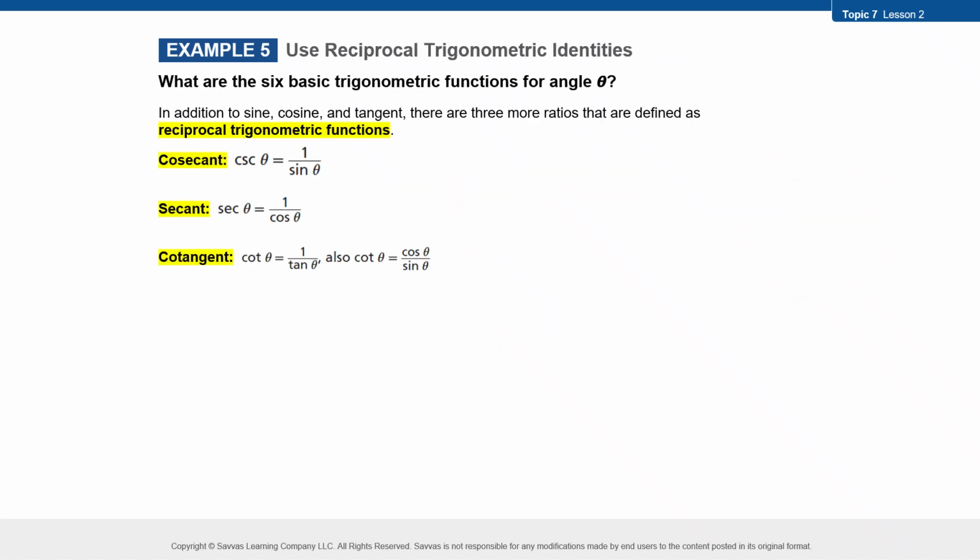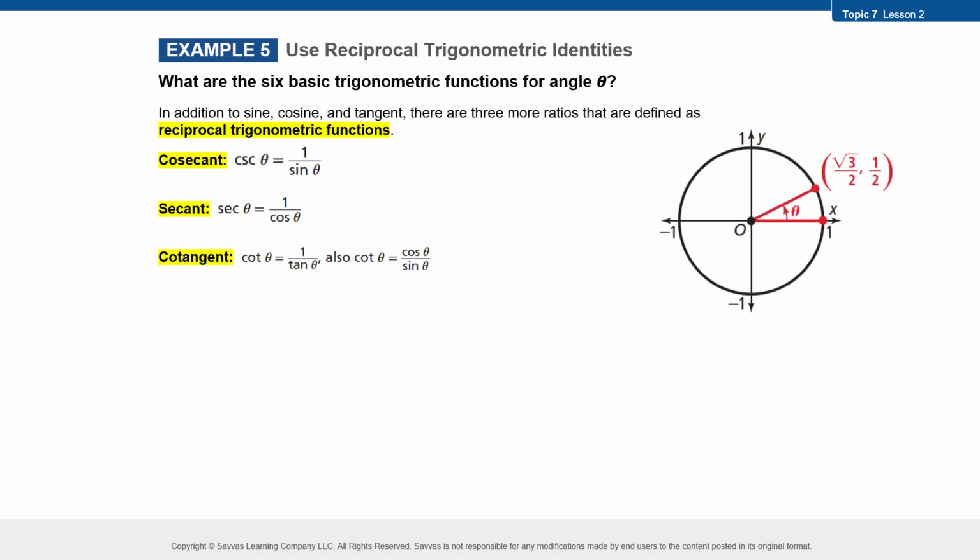All right, we talked about our reciprocals. And they just did the reciprocal things of 30 degrees. So that's what they did here in this example.